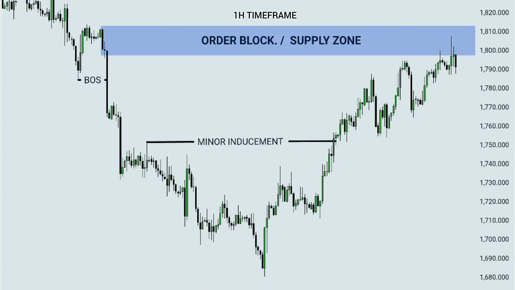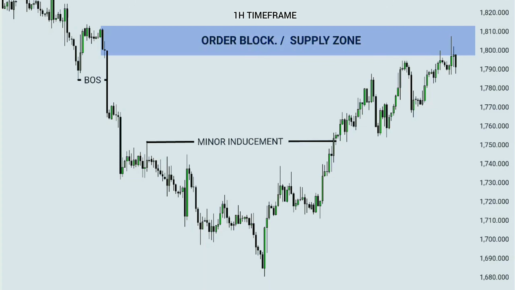Minor inducement refers to short-term liquidity that forms within a larger market structure. On this chart, you can see price creating a series of internal lows before the expansion phase. These levels attract early sellers who expect immediate continuation to the downside. Smart money uses this behavior to its advantage. Price briefly trades around these internal lows, collecting stop orders and resting liquidity before reversing direction. This process provides the fuel required for price to move higher into premium areas.